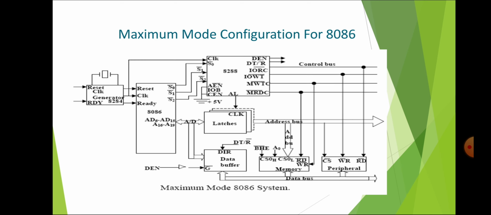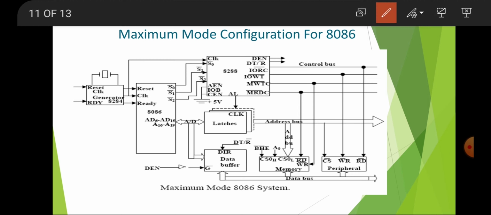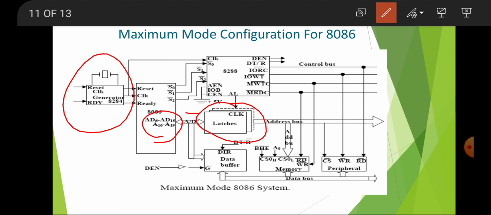So I will explain exactly what the minimum mode configuration is. Now you can see here, the clock is generated and given to the system, and the system can be operated on each pulse. Again here the latches are connected, so the latches can separate the address and data bus. So this address and data bus is connected here. If there is an address, then it is given to the latches, and if there is data, it is given to the data buffer. So there are two buffers.